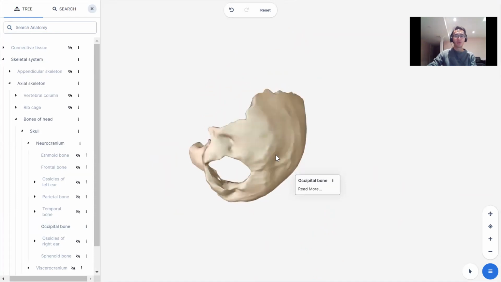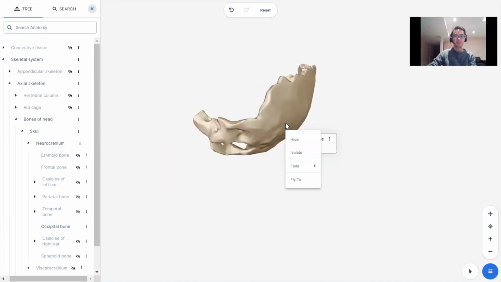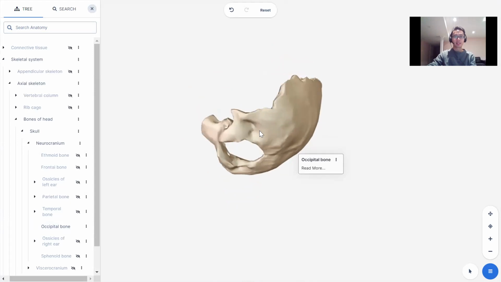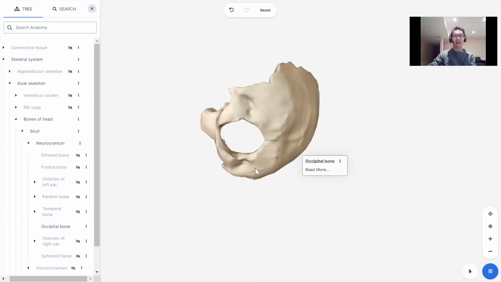What is the name of that hole? Anybody? Foramen magnum. Foramen magnum, that's correct. Okay, so a foramen, F-O-R-A-M-E-N, a foramen is a hole. So we learn about different foramens. This is one of them. This is the foramen magnum.